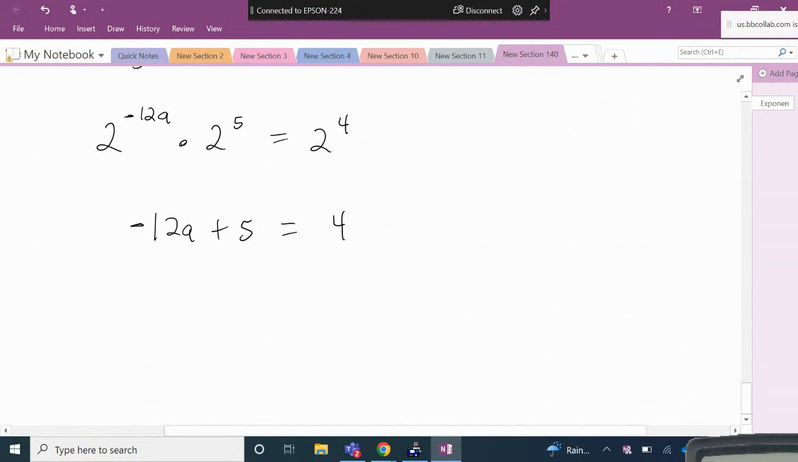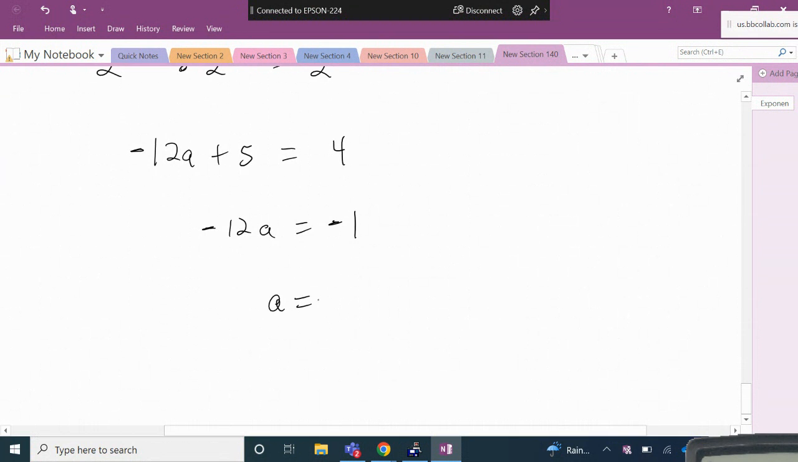Right. So in order to solve for a, we're going to subtract 5 from both sides. So we have negative 12a is equal to negative 1. I'm going to divide both sides by negative 12. So a should equal 1/12. All right, so for here we had to use the fact that if we are multiplying like bases, we add the exponents.